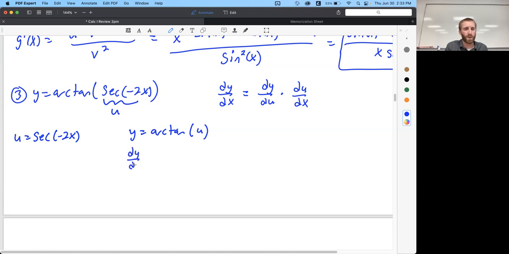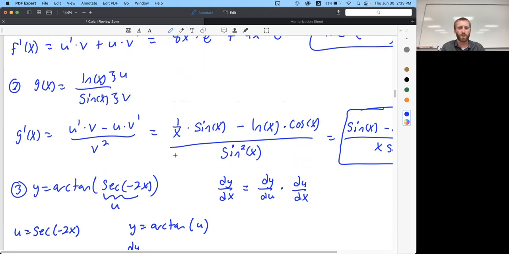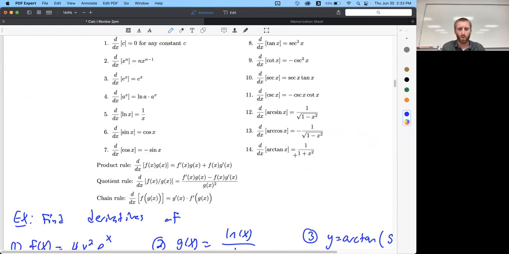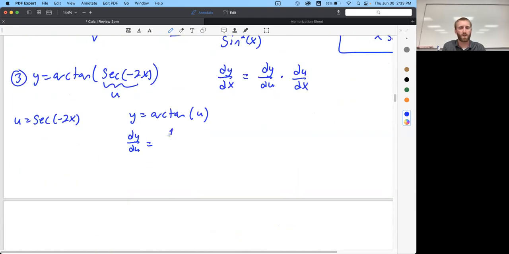So dy du is going to be, well, the derivative of the arctangent of x is 1 over 1 plus x squared, which means that the derivative of the arctangent of u is 1 over 1 plus u squared. Okay. And then here I want to find du dx, the derivative of this function with respect to x.